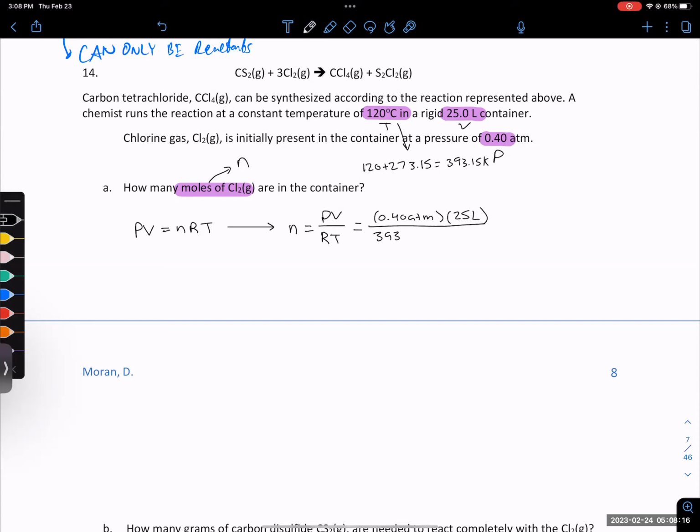Why do we have to convert to Kelvin? Why can't we just leave it in Celsius? Why? Well, what's the units of R? Why does it want Kelvin?